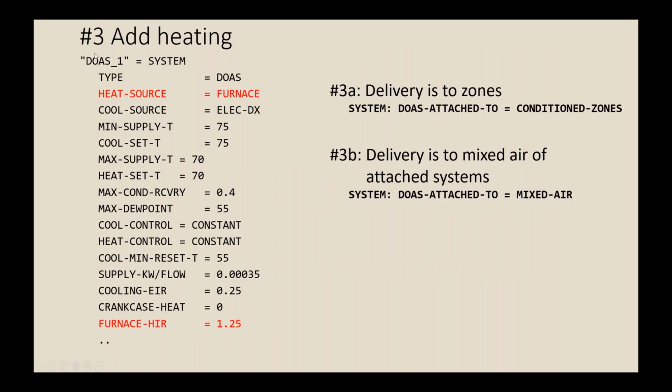So the next example is adding just a heat source, which I'm modeling as a furnace with an 80% efficiency. And again, in case 3, I have the 3A where it's attaching to the conditioned zones. And then I've got this 3B where I'm attaching and delivering air to the mixed air chamber of the attached systems.